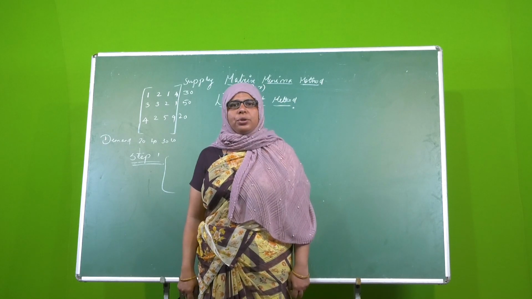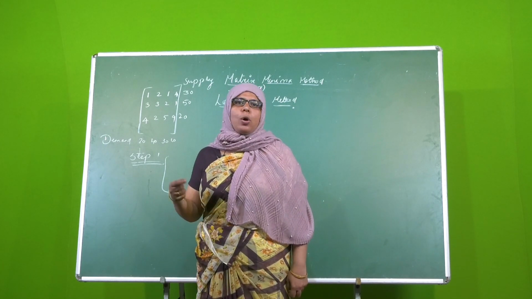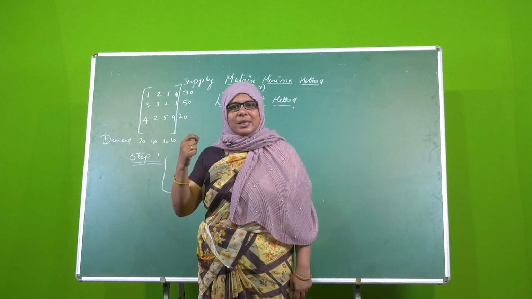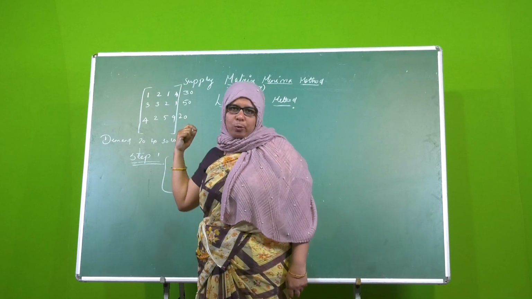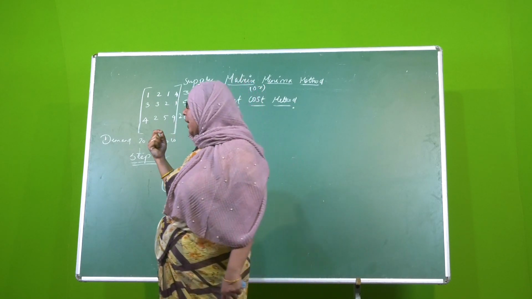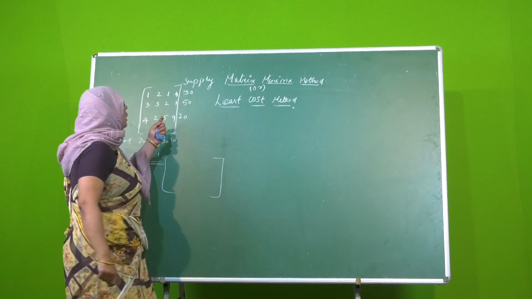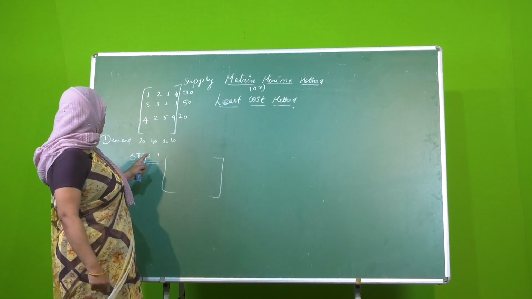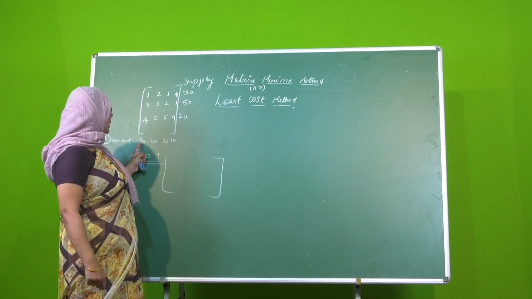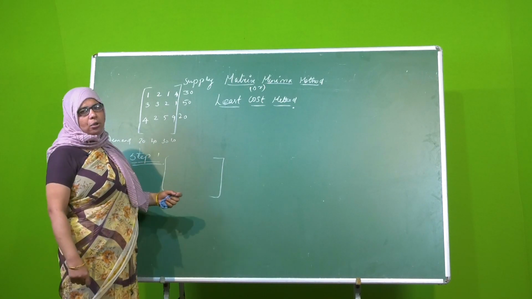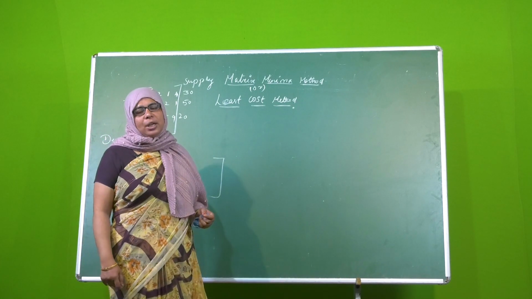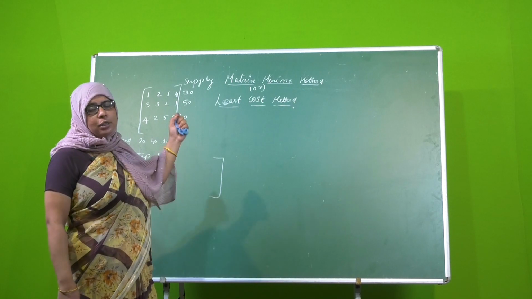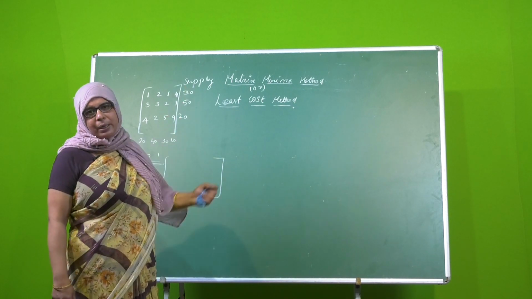First of all, we have to check whether the problem is balanced or unbalanced. Likewise in the previous method, the northwest corner rule, we have to check the demand and supply. 30 plus 50 is 80, 80 plus 20 is 100. Likewise column-wise, 60 plus 40 is 100. So this is a balanced transportation problem, balanced least cost method or matrix minimum method.